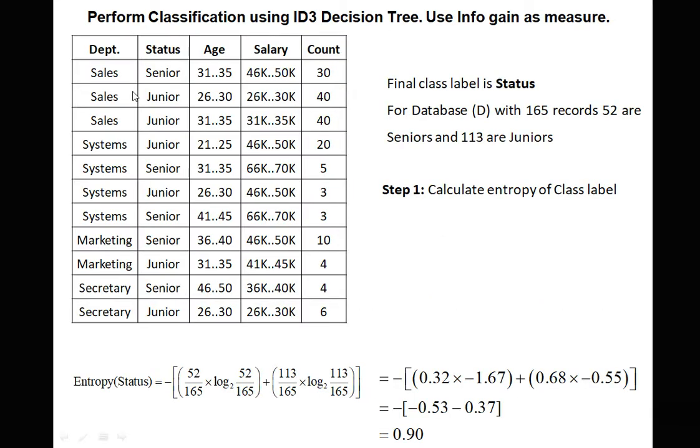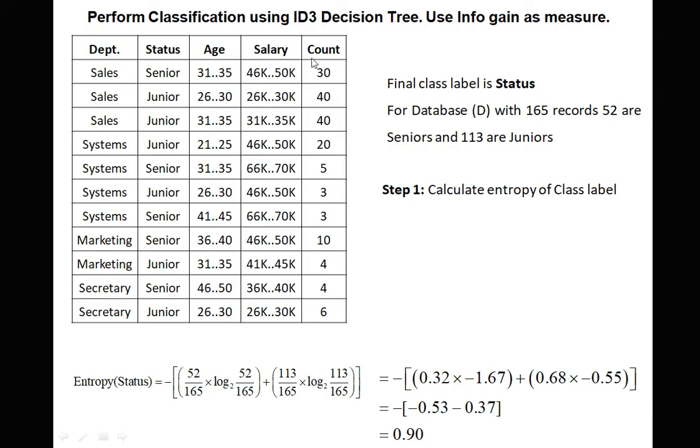Now see the problem. Perform classification using the ID3 decision tree. Use information gain as a measure. Here it is not required that the final column is always our class label. Here the class label is given as status. The other attributes of the table are department, age and salary.